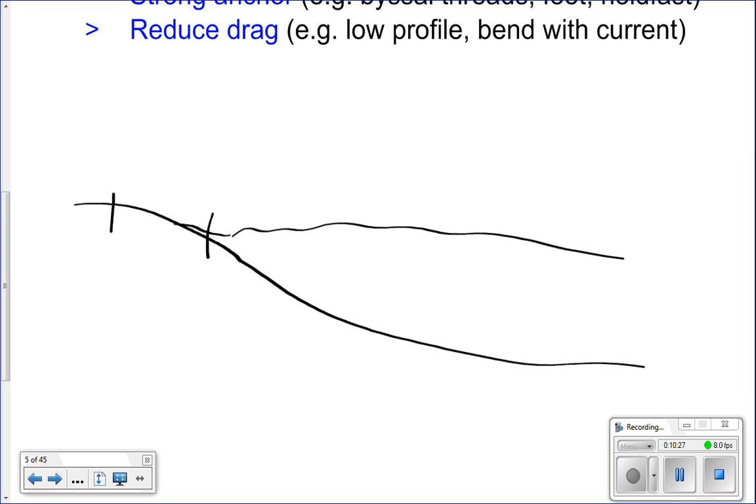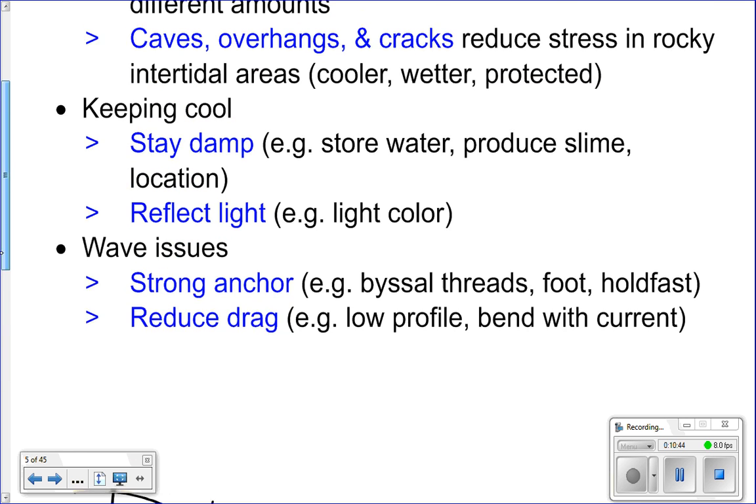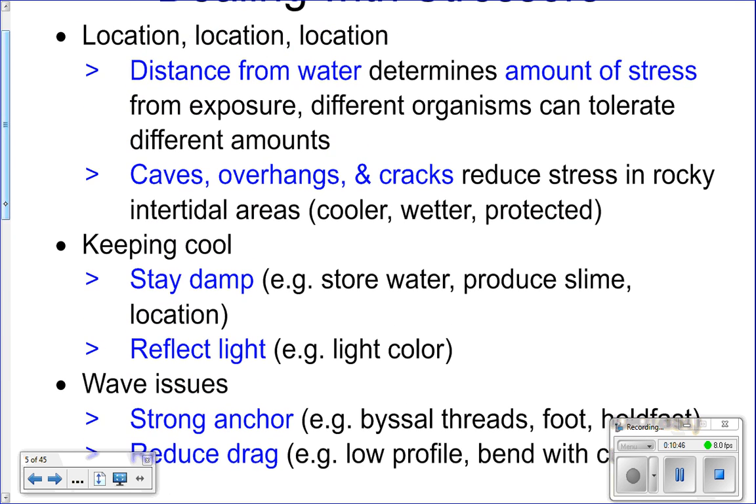So the location of those animals in the intertidal zone is very, very important. If they grow or start attached too far up in the intertidal zone, then they die because they can't survive that amount of air exposure. So location, location, location.